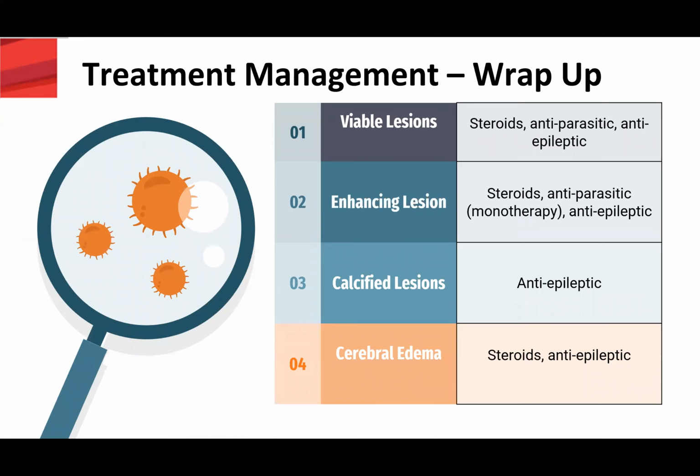And that really ties up our treatment. I just wanted to briefly go through a wrap up of what I talked about. Again, for viable intraparenchymal lesions, we're going to see these three core drugs of steroids, antiparasitics, and antiepileptics. For enhancing lesions, it's the same except monotherapy of albendazole is recommended. For calcified lesions, there is no indication for an antiparasitic or anti-inflammatory medication because there is no active viable lesion or dying lesion. And then for cerebral edema, the core is really going to be steroids to reduce that inflammatory response and hopefully improve patients' symptoms if they have any.